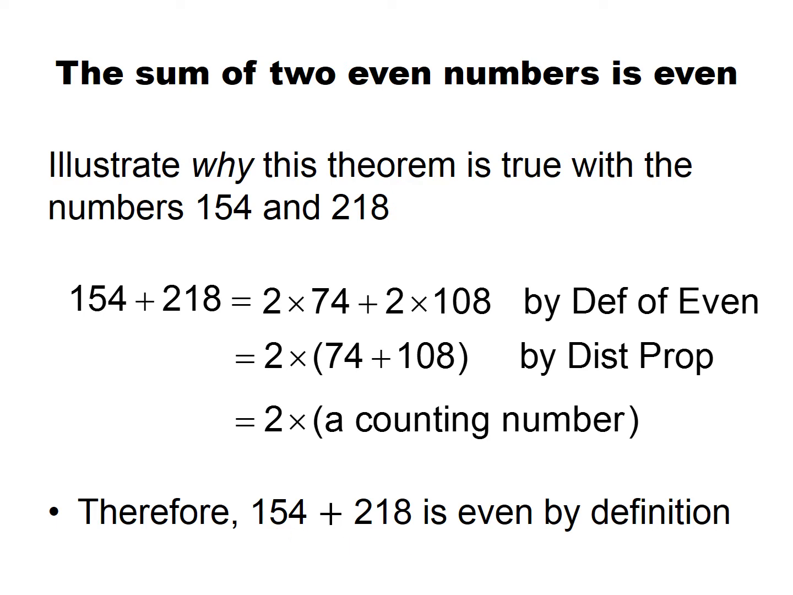Notice that's the exact same argument, exact same work. We just have different numbers. But the exact values of the numbers are irrelevant. All that's important is that they're counting numbers. So this argument that we set up can be applied to any even numbers, not just the specific even numbers 12 and 16 or 154 and 218.